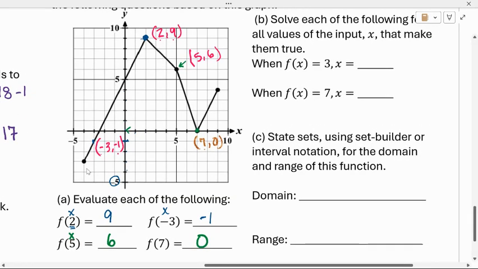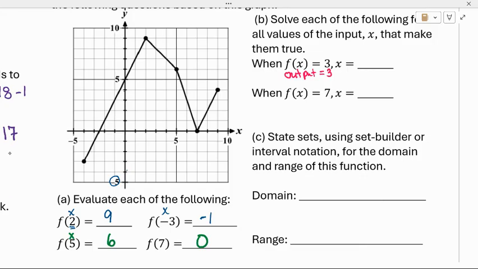Okay. So now we're going to do it in reverse. This is telling you that your output equals 3. Hey, your output equals 3. So let's take a look at, I'm going to erase this. Let's take a look at our x and y-axes. So our output is the y-axis. So what input value gives you an output of 3?